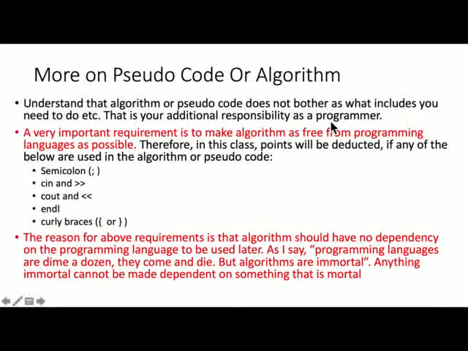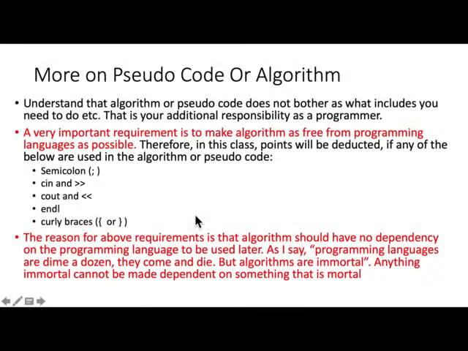That is your additional responsibility as a programmer when you write the source code. A very important requirement is to make the algorithm as free from programming language as possible. Therefore, in this class, points will be deducted if any of the below are used in algorithm or pseudocode. Semicolon is not allowed. cin or arrows not allowed. cout or arrows not allowed. endl is not allowed. Parentheses or curly braces are not allowed. A little bit later parentheses can be used, but curly braces are never allowed.